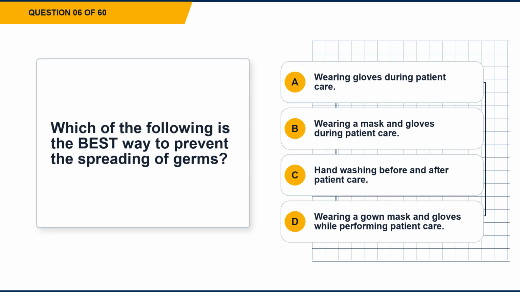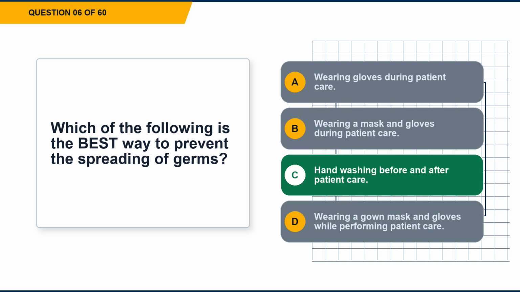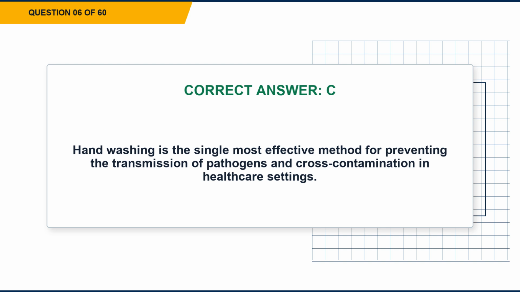Question 6. Which of the following is the best way to prevent the spreading of germs? Option A, wearing gloves during patient care. Option B, wearing a mask and gloves during patient care. Option C, hand washing before and after patient care. Option D, wearing a gown, mask and gloves while performing patient care. The correct answer is option C, hand washing before and after patient care. Explanation. Hand washing is the single most effective method for preventing the transmission of pathogens and cross-contamination in healthcare settings.